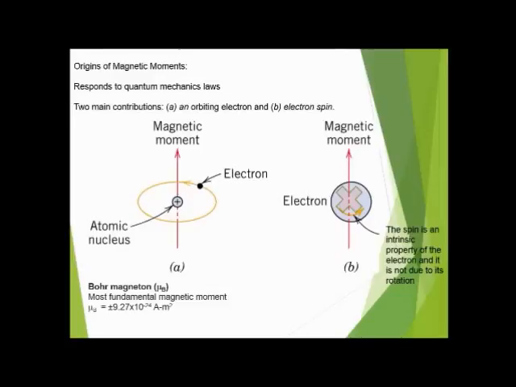Now all these magnetic moments are measured by a particular unit, the Bohr magneton, and the Bohr magneton is given as plus or minus 9.27 times 10 to the minus 24 ampere meter square. Its unit is current into meter square, that is, ampere meter square.